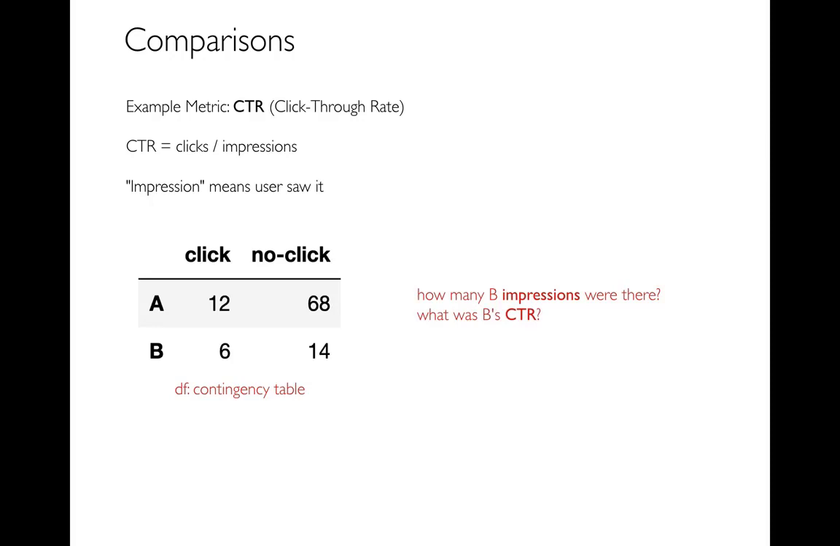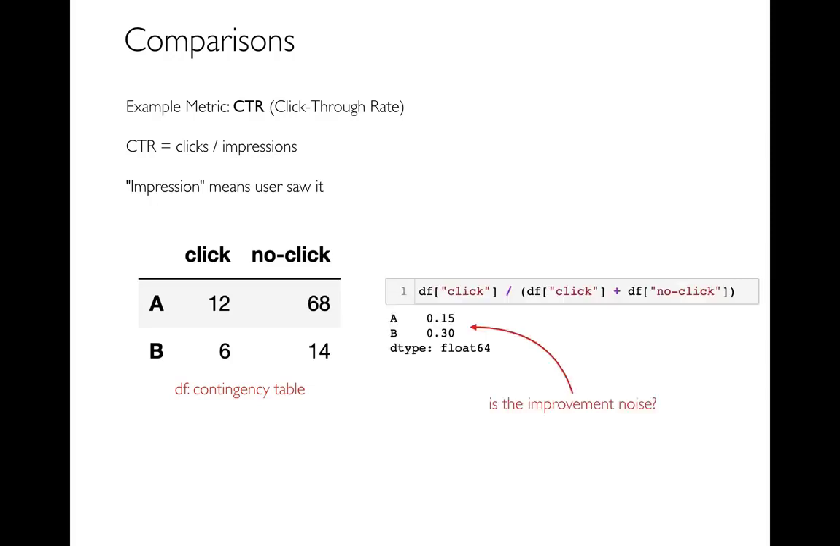So if you look at this table, there's 100 impressions total. So I look at this, and well, first, how many B impressions are there? I guess there were 6 plus 14, so there were 20 B impressions total. And what was the click-through rate? I guess we're clicking about 6 out of 20, which turns out to 30%. So if I look at these numbers here, I have 20, 30%, I could have just done something like this. I could have divided the click column by the sum of the columns, and I see that, well, B is actually doing quite well. We're getting a 30% click-through rate instead of just a 15% click-through rate.